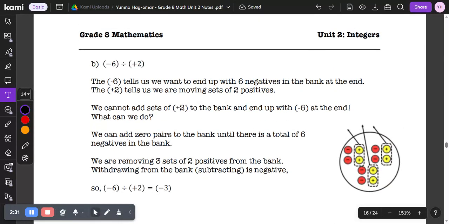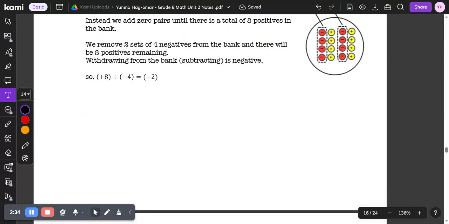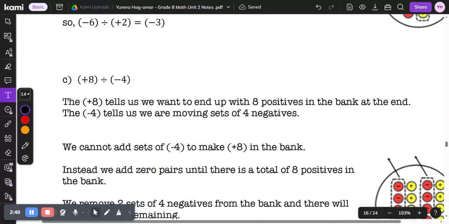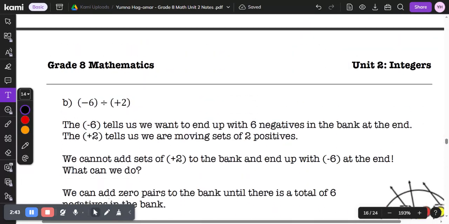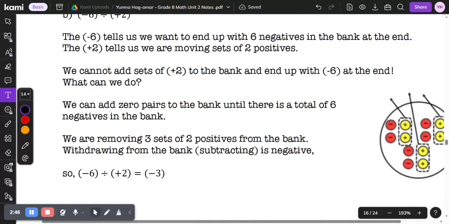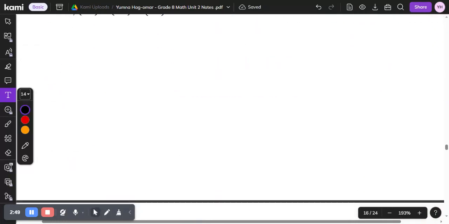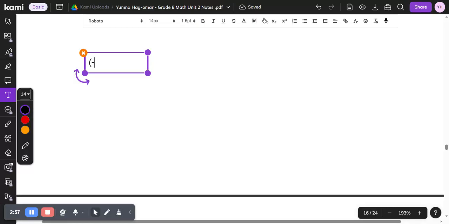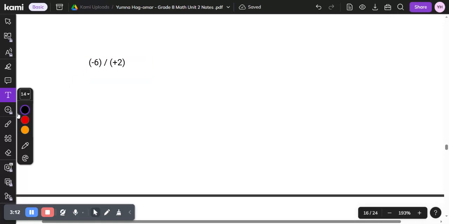Now I have minus 6 divided by plus 2. So ignore whatever this tells you. Let's do it together over here in this blank space. Over here I have, I'm just going to look at the thing again. Minus 6 divided by plus 2. All right. It's not working. What's happening? Okay. Minus 6. I don't have a division sign. I'm just going to do this. Divided by plus 2. All right. Let's do that.